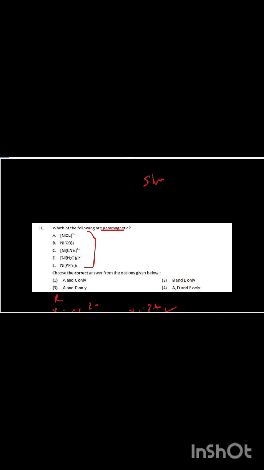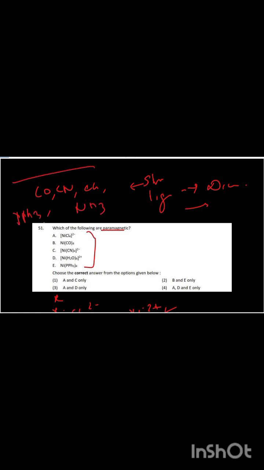So as I have said, strong field ligands give diamagnetic. So we know how many strong field ligands there are: CO, CN, EN and ammonia. Also there is PPh3. Only these 5 ligands are strong field. In this order itself, CO is the strongest, I think, then CN, then EN, then ammonia.